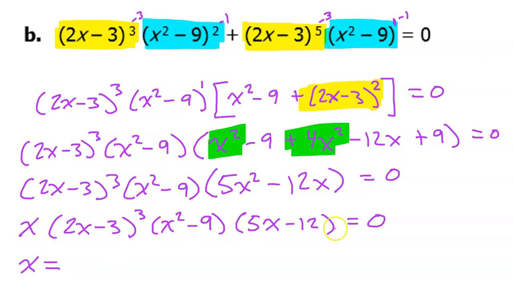If we set each of these factors equal to 0, for starters, we're going to have x equals 0 from that first factor. If I set 2x minus 3 equal to 0, I'm going to add 3, divide by 2, so that's going to give me 3 over 2. Okay, if I set this equal to 0, I'm going to get x squared equals 9. I take the square root of both sides, that's going to be plus or minus 3. So I'm going to go ahead and write 3 and negative 3. And if I set this equal to 0, adding 12 to both sides and dividing by 5 will give me 12 fifths. So these are the 5 solutions to problem B.